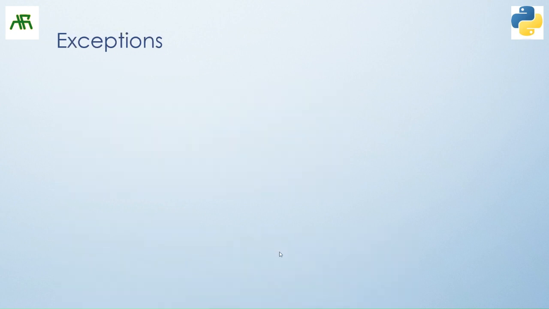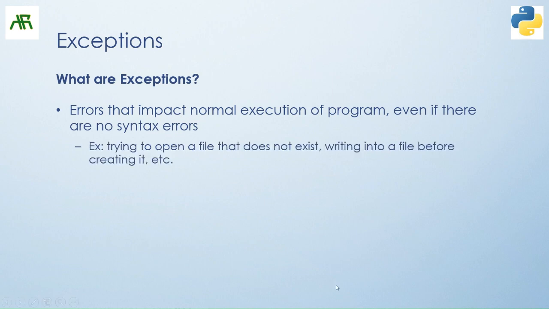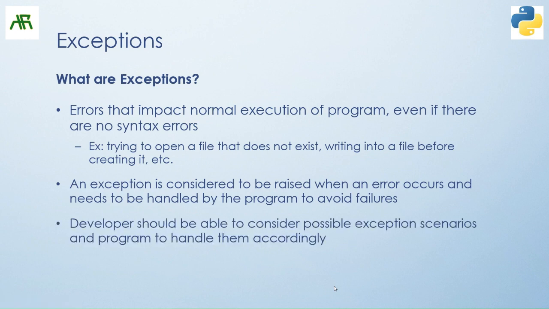We'll now look at exceptions. What are exceptions? Exceptions are errors that impact normal execution of a program even if there are no syntax errors. For example, we are trying to open a file that does not exist. We are trying to write into a file before creating it, etc. An exception is considered to be raised when an error occurs, and that needs to be handled by the program to avoid any failures. So these things should be handled by the developer.